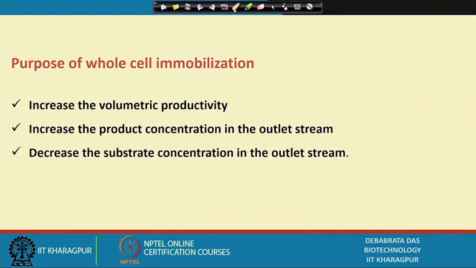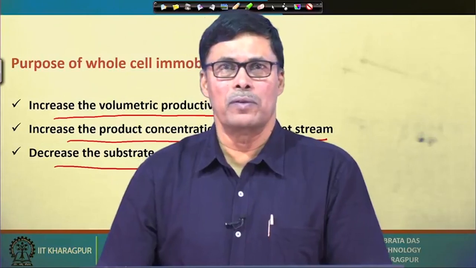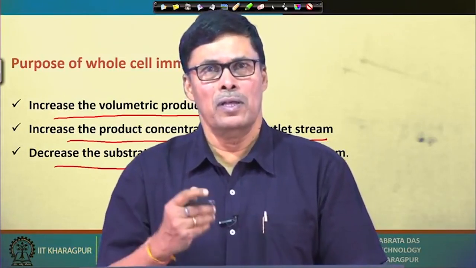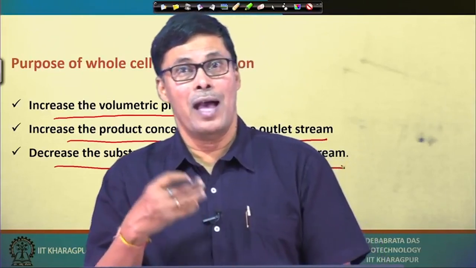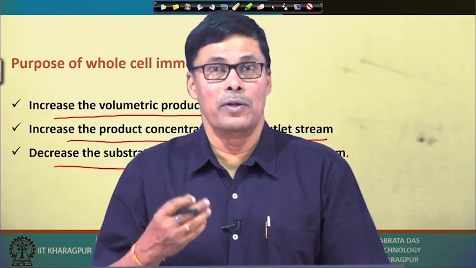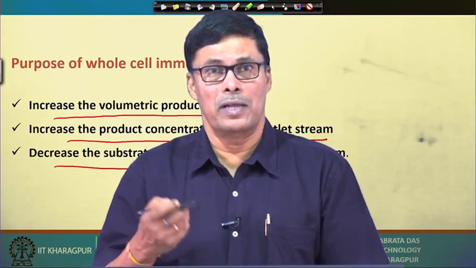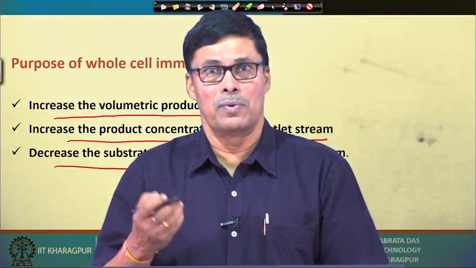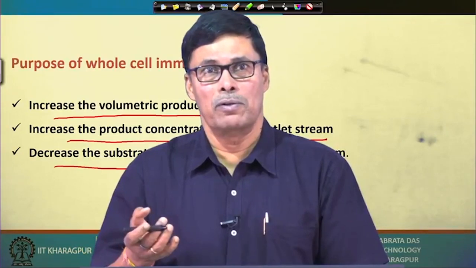Now, the purpose of whole cell immobilization is to increase the volumetric productivity. This is one. Then increase the product concentration in the outlet stream and decrease the substrate concentration in the outlet stream. This is very important. What do you mean by volumetric productivity? Volumetric productivity is the amount of product formed per unit volume. Now, if we have more volumetric productivity, our recovery cost will be very less, which is more desirable. And product concentration is also very important, because if the product concentration is high, then the cost of recovery will be lower.